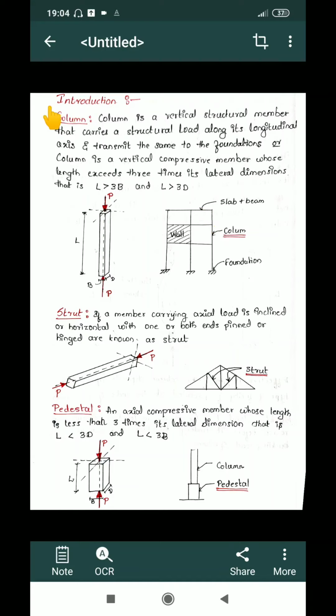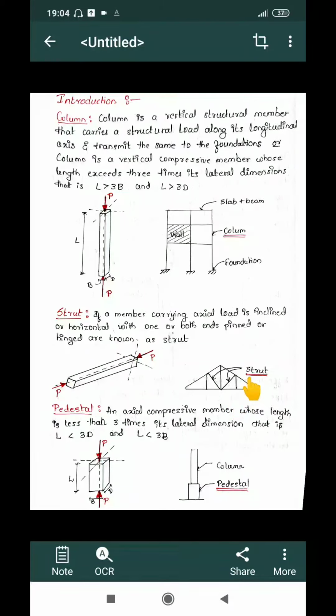You may come across, or you may get confused with, a strut and a pedestal. A strut is similar to a column, but the only thing is that it is an inclined member or a horizontal member rather than a vertical member, and both ends of the strut are either pinned or hinged. These are usually used in roof trusses.